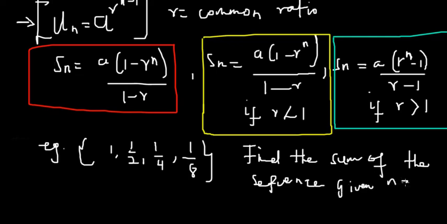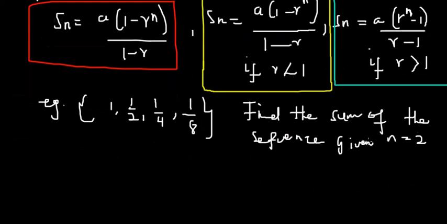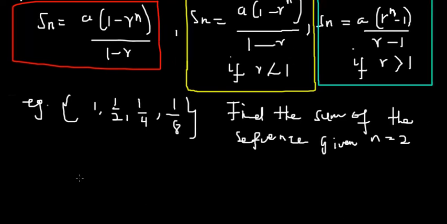given n to be equal to 2. So from here you are given the value of n. All you have to do is just find the sum of the sequence. In order to know the formula to implement between these two, first you need to find the common ratio.